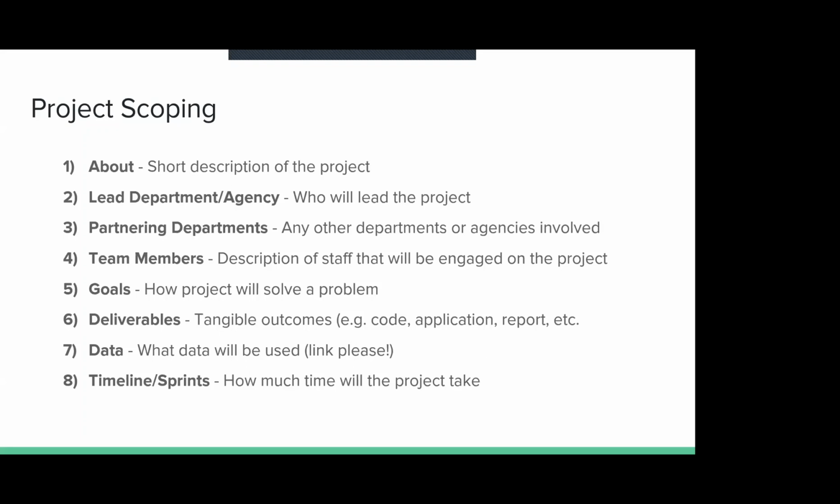I'm forgetting what the acronym stands for, so forgive me, but there's a Department of Housing that is collaborating with the controller's office on a budget gamification project. So that's kind of what we mean by if there are any partnering departments. Who are the team members? What are the goals and deliverables? And of course, what data is going to be used?